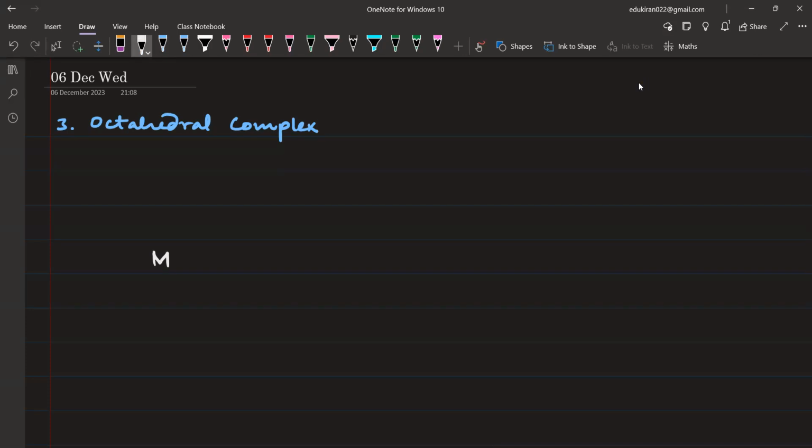So you have a metal, and there are six bonds like this on the metal atom. Now, an interesting thing about the metal's bonds is that these bonds are outside the plane, and these bonds are inside the plane. Fine.